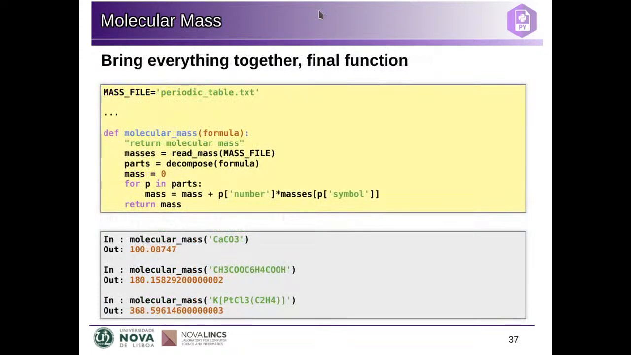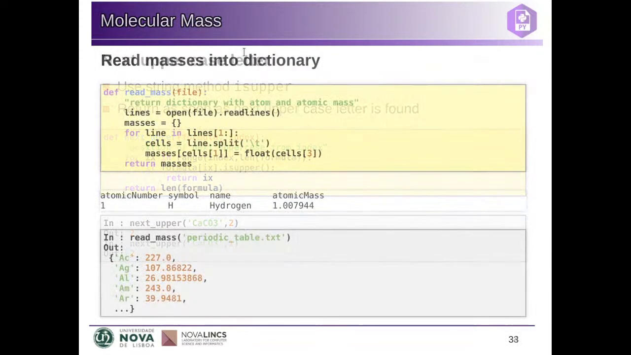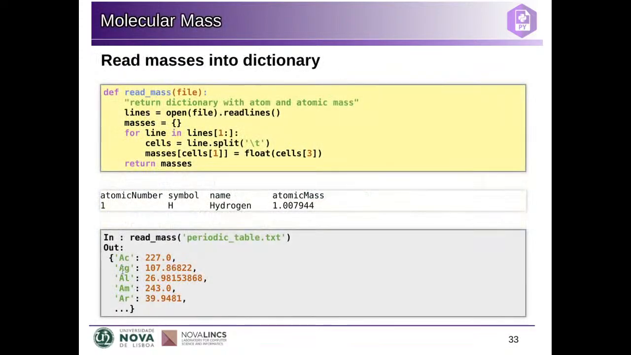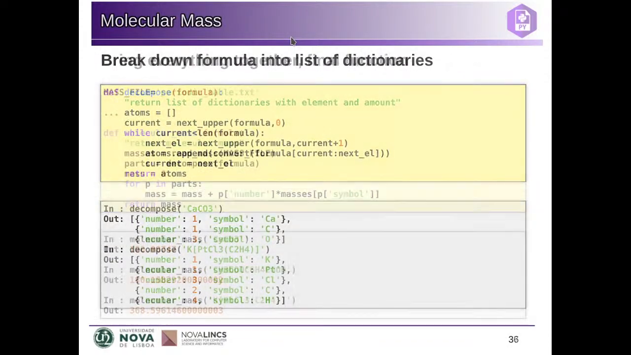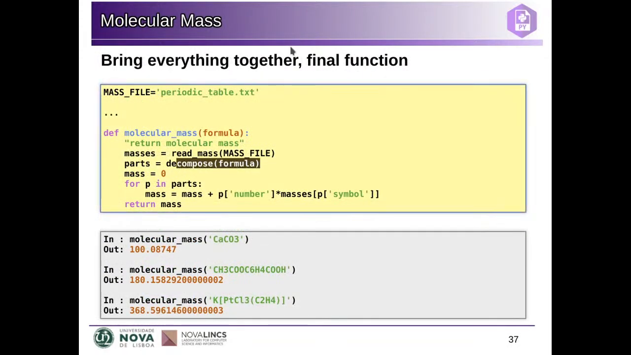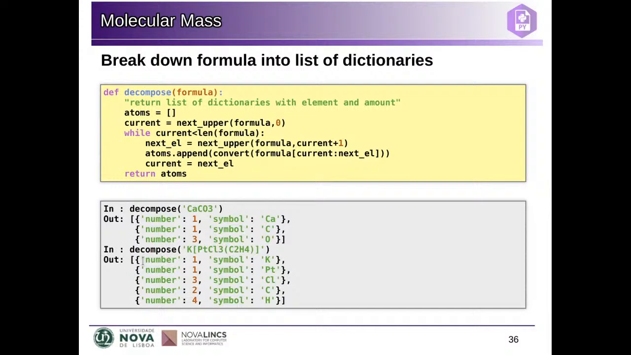So now we can bring everything together with the final function. We receive a formula. We read the dictionary of masses from the file. So remember that this is a dictionary that tells us for each element what is the atomic mass. Now we call the decompose function on the formula, and we obtain a list of dictionaries with the entries for the number and the chemical element.